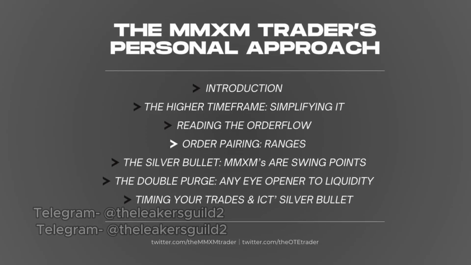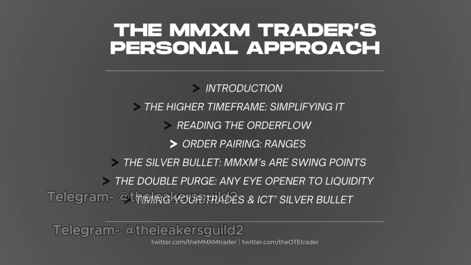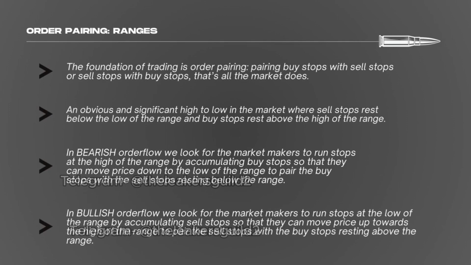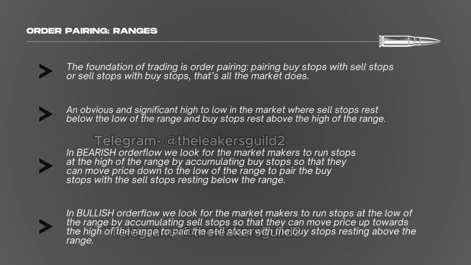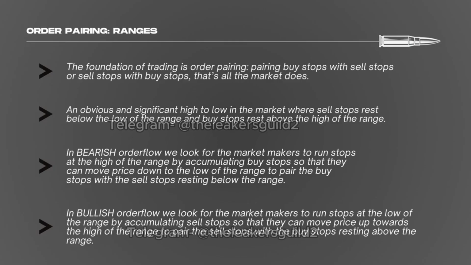So let's hop on over to the next topic, which is order pairing, and we're going to be talking about price ranges. Now the foundation of trading is order pairing: pairing buy stops up with sell stops or sell stops with buy stops, and that is all the market does. An obvious and significant high to low in the market has sell stops resting below the low of the range and buy stops resting above the high of the range.